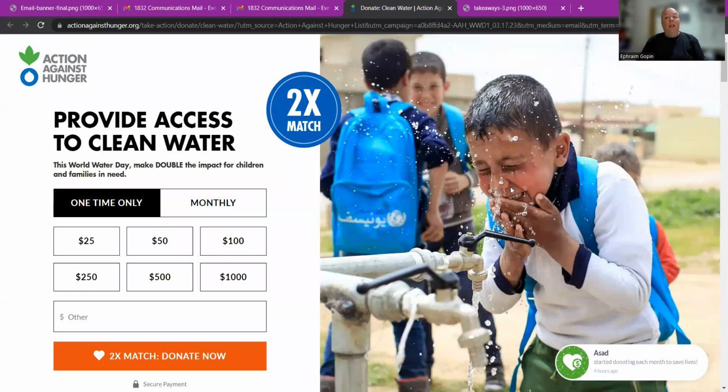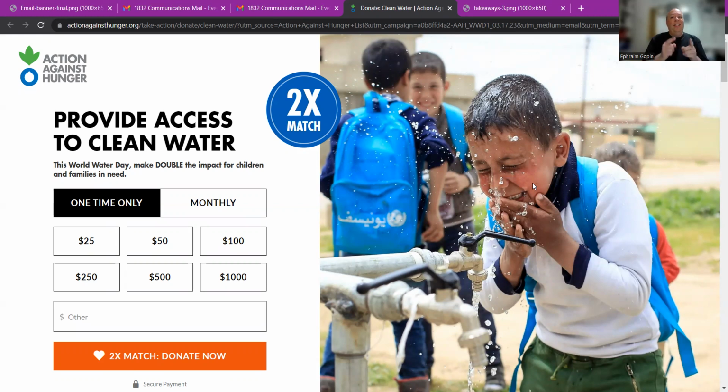On the online donation form, this image definitely stands out and definitely captures my attention, exactly what they should be doing. What they've also done well is to tie the campaign itself to the online donation form: provide access to clean water, and they mention the 2-time match and that it's World Water Day, make double the impact for children and families in need. So they've taken the campaign from the email and they've made sure to tie it directly to the online donation form, which is necessary to do.